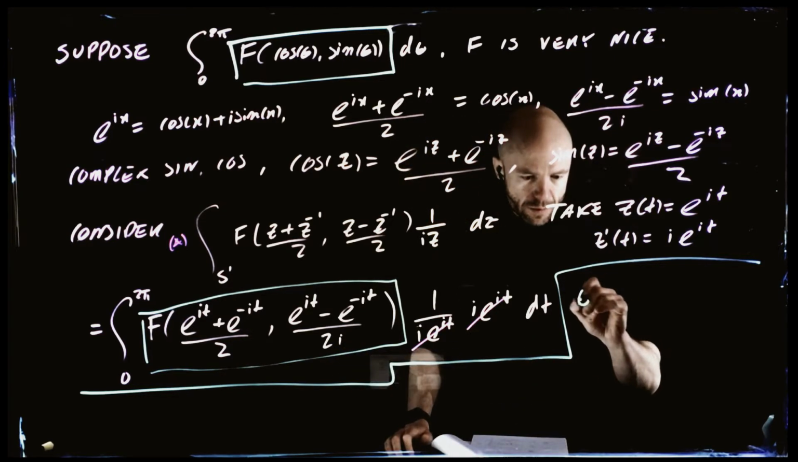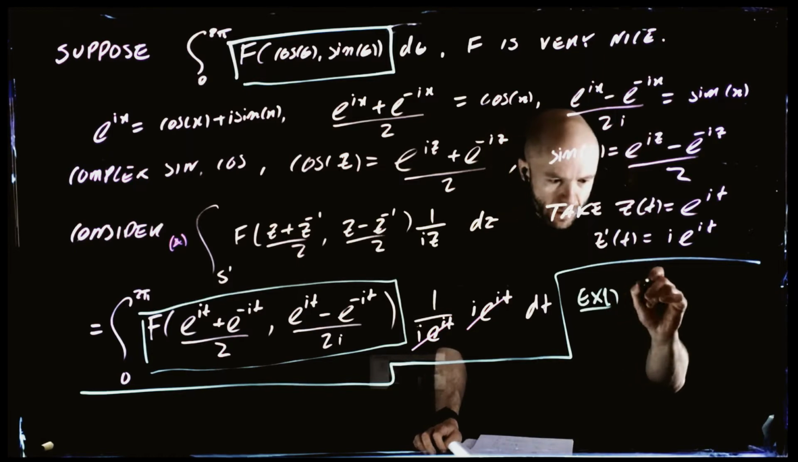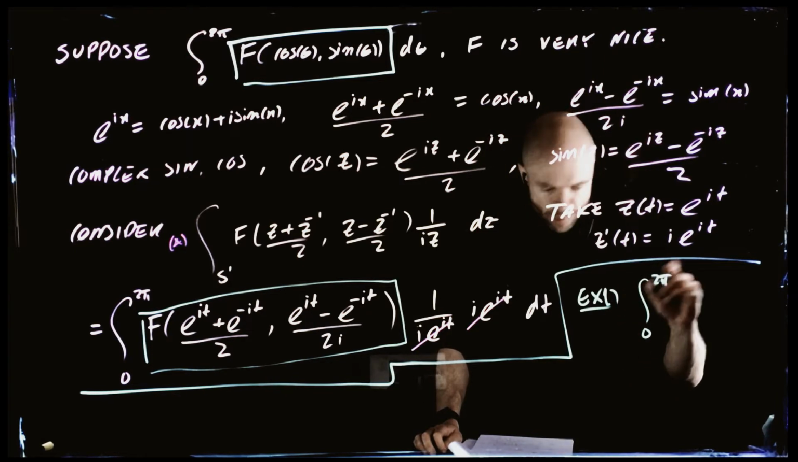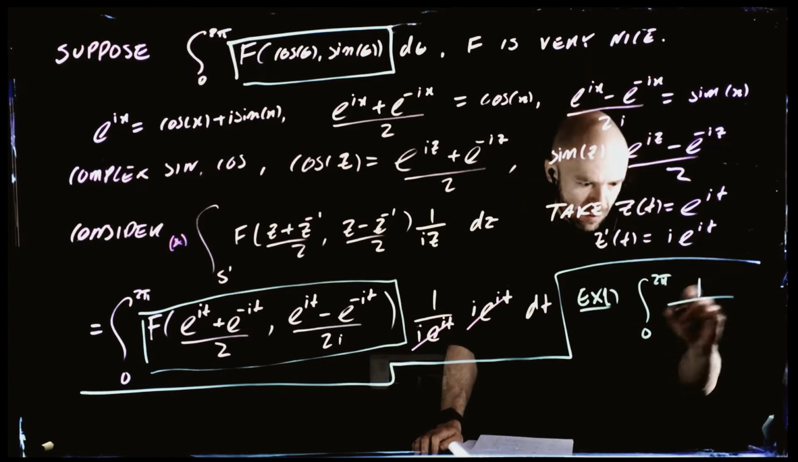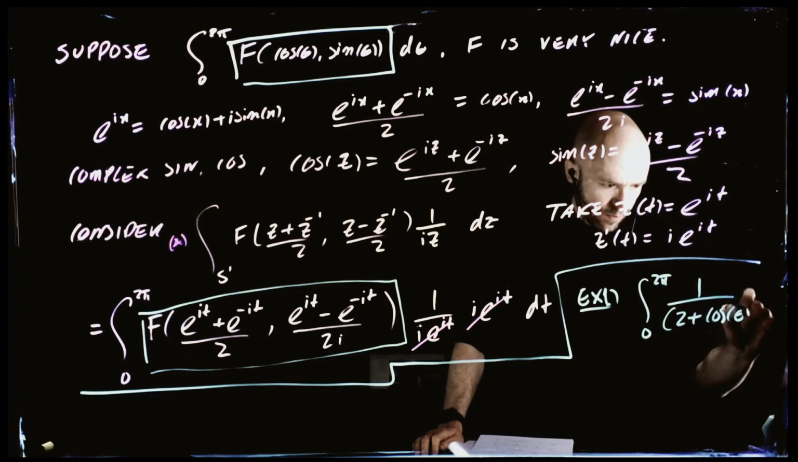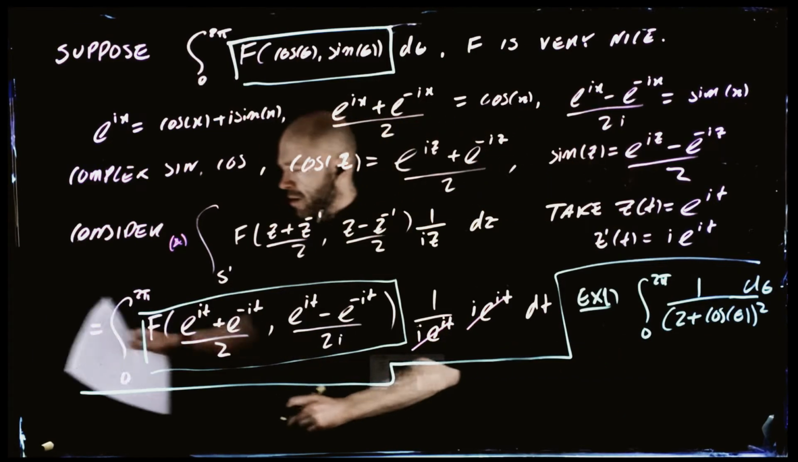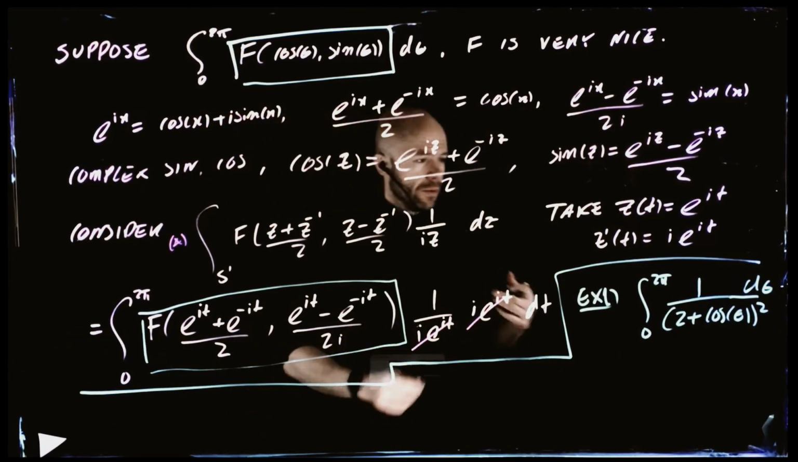This example. Example 1. Let's integrate from 0 to 2 pi 1 over (2 plus cosine of theta) squared d theta. And notice that we are indeed out of the realm of stuff that we can apply.